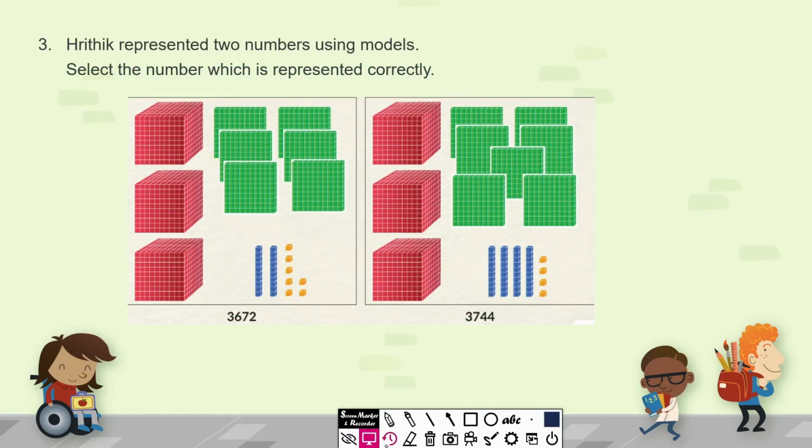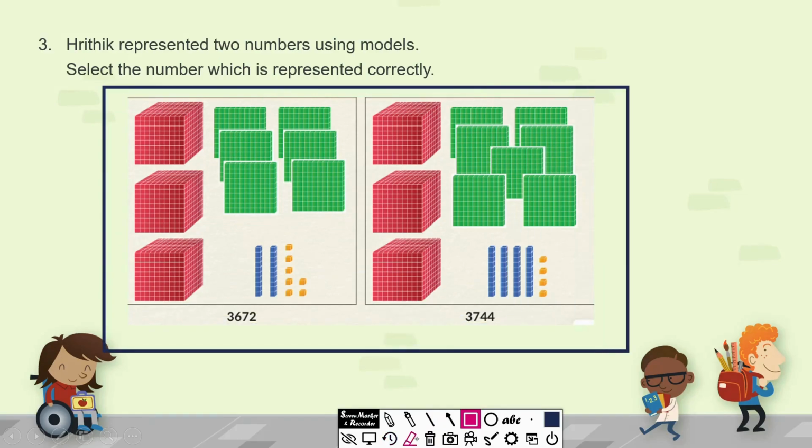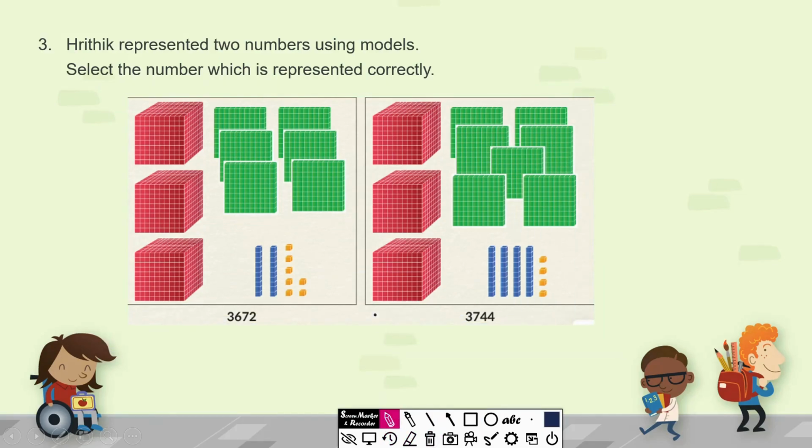Pritik represented two numbers using models. Here are two number models. Select the number which is represented correctly. One of these is wrong. Let's check which one is correct. See, here this is a cube, 1,000, another cube, 2,000, one more cube, 3,000. Because here we have 3 cubes, it is 3,000, right?